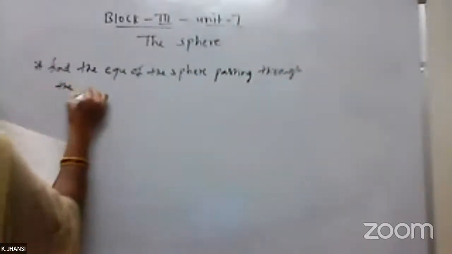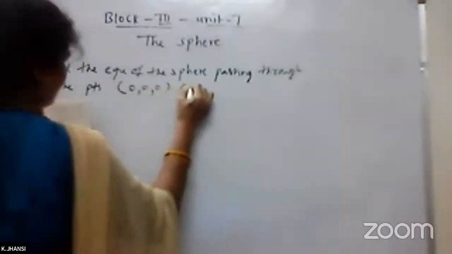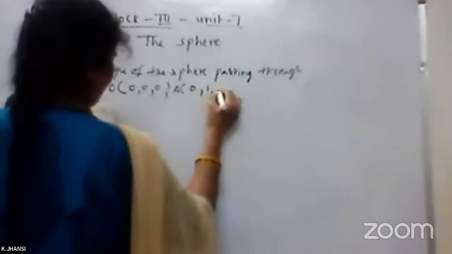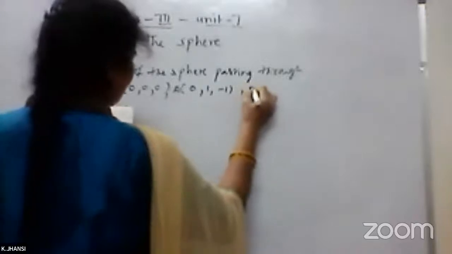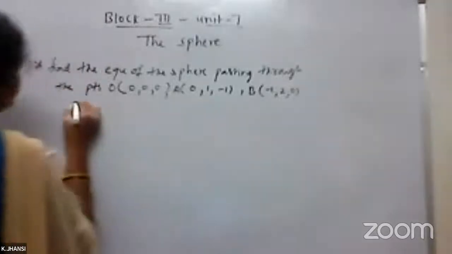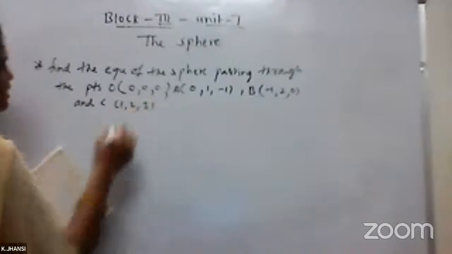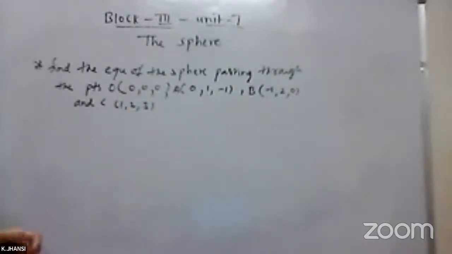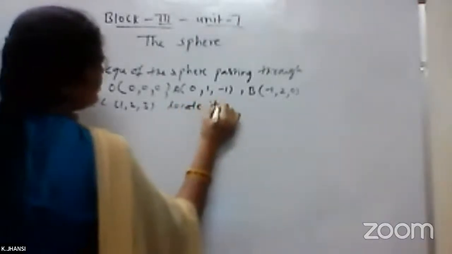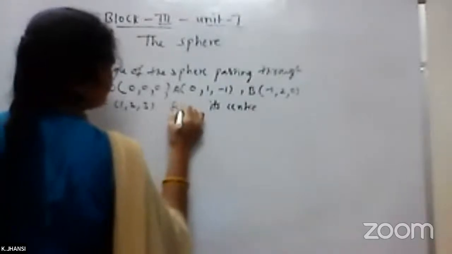Through the points 0, 0, 0. So this is O. We have A: 0, 1, -1. Next we have B: -1, 2, 0. And C equals 1, 2, 3. Find its center and radius.